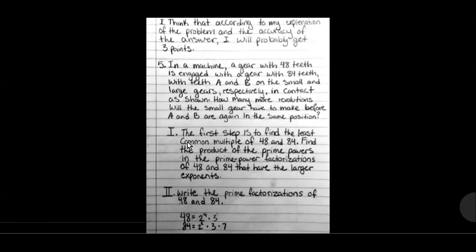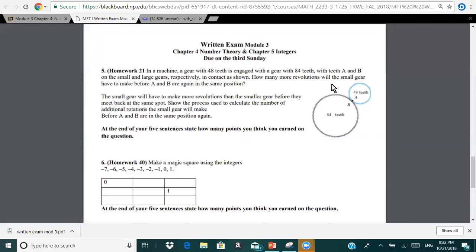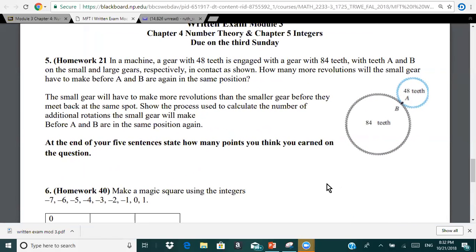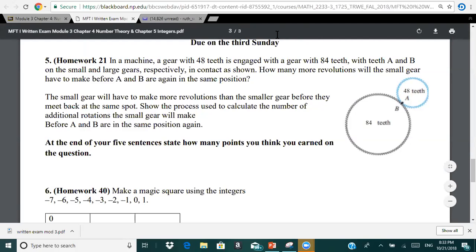So, what do we do here? Well, I wish I could have drawn you an example, but I did not do it and I forgot. So I am sorry, I will show you something better. So right here, you kind of have a visual, and that is what essentially we're looking at. The machine, a gear with 48 teeth, as you can see right here, is engaged with a gear with 84 teeth, with teeth A and B on the small and large gears, respectively, in contact as shown. How many more revolutions will the small gear have to make before A and B are again in the same position? So, let me show you something else.